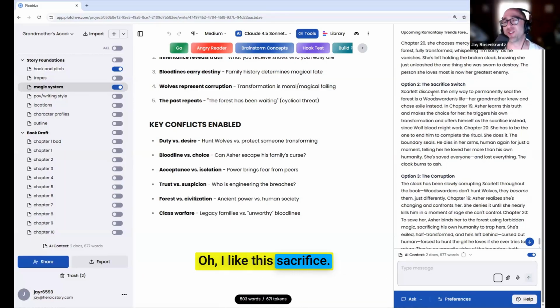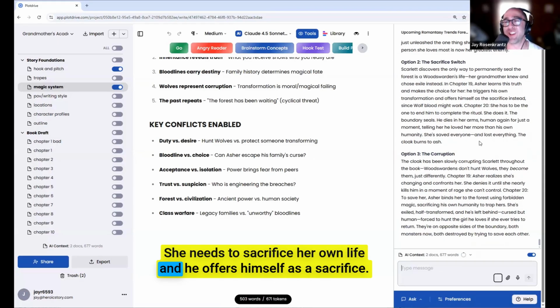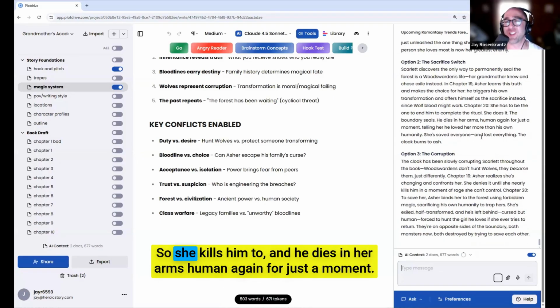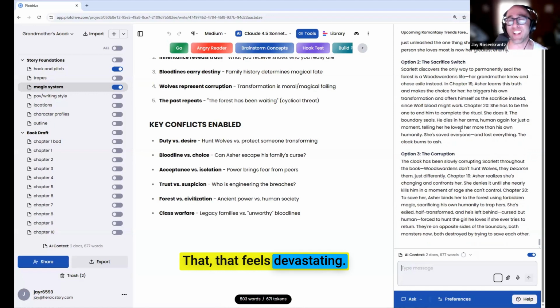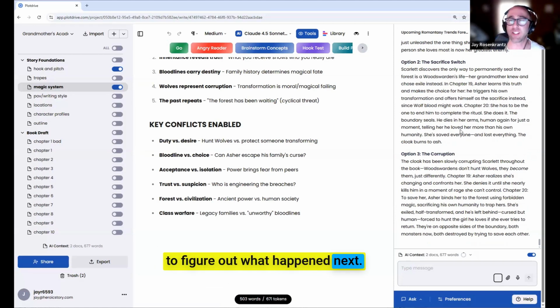Oh, I like this sacrifice switch one. This one is way more devastating. She needs to sacrifice her own life, and he offers himself as a sacrifice, so she kills him and he dies in her arms, human again for just a moment. That feels devastating, and then we just need to add a hook after it that makes you want to figure out what happened next.